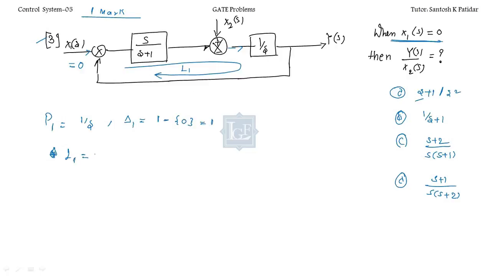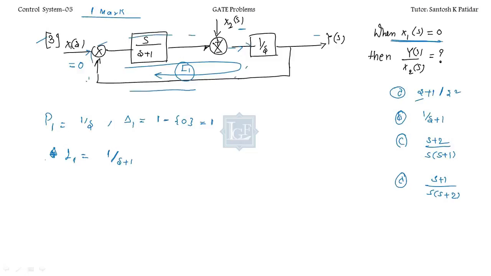Whatever loop is given, the loop gain of that is s plus 1. This multiplied with this. Now some students have confusion about why this L1, because I am moving from x2 to ys. This is my path. Why am I considering this one loop?